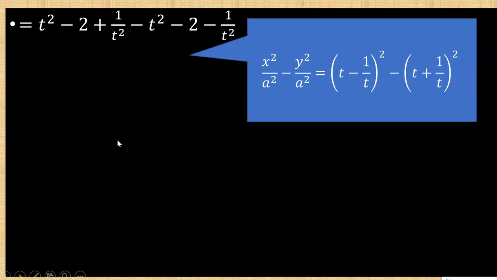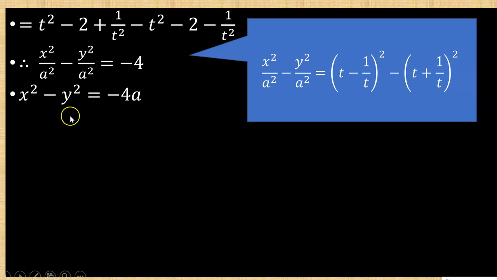Now which terms will get cancelled? Here t² − t² gets cancelled, 1/t² − 1/t² gets cancelled, and −2 and −2 will become −4. Therefore x²/a² − y²/a² is equal to −4. x² − y² is equal to −4a².